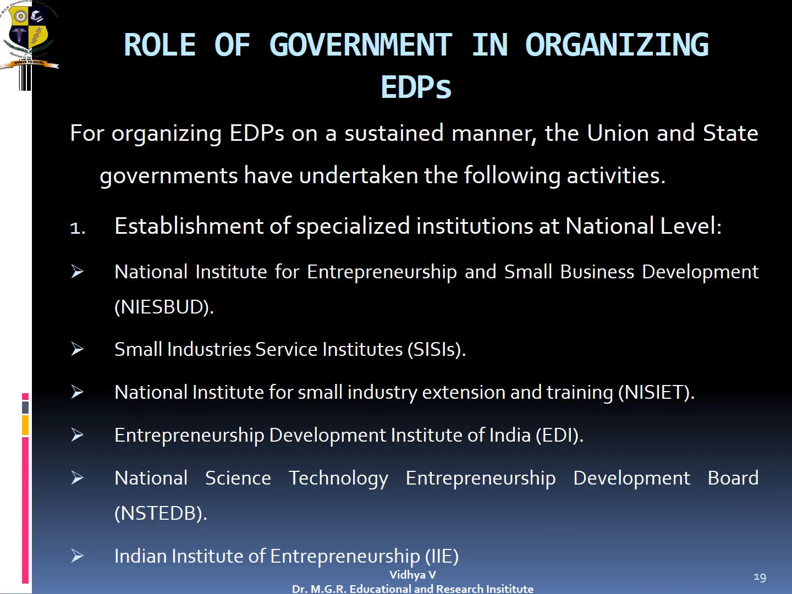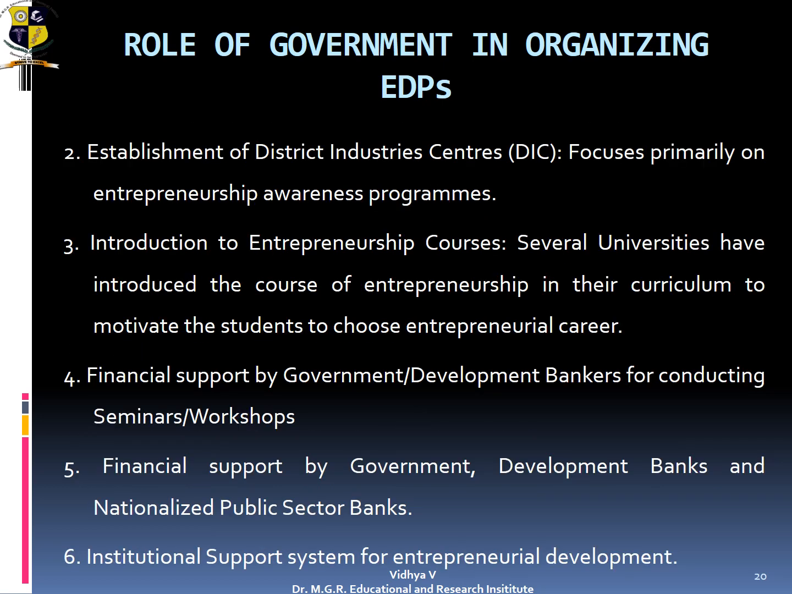So what is the role of government in organizing these EDPs? For organizing EDPs in a sustained manner, the union and state governments have undertaken the following activities. The first one is establishment of specialized institutions at national level. The following EDP organizations have been set up by the government to promote entrepreneurship in the country: SCC, NEDI, NST, EDB, IIE. These were all established by government to help in setting up EDPs. The second one is establishment of District Industries Centers. DICs have been established in every district of almost all the states of India. They focus primarily on entrepreneurship awareness programs and tiny and small scale sector projects.